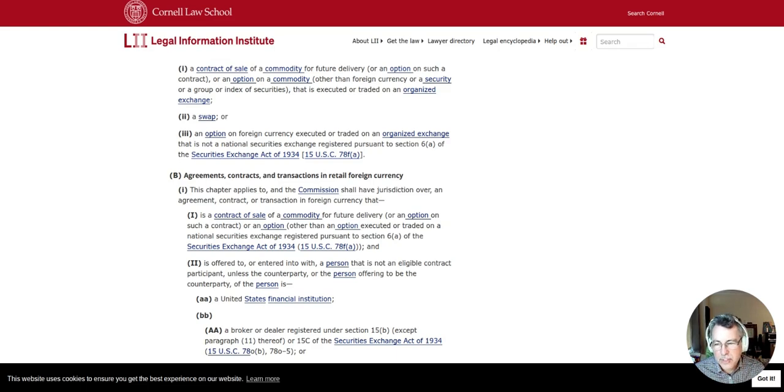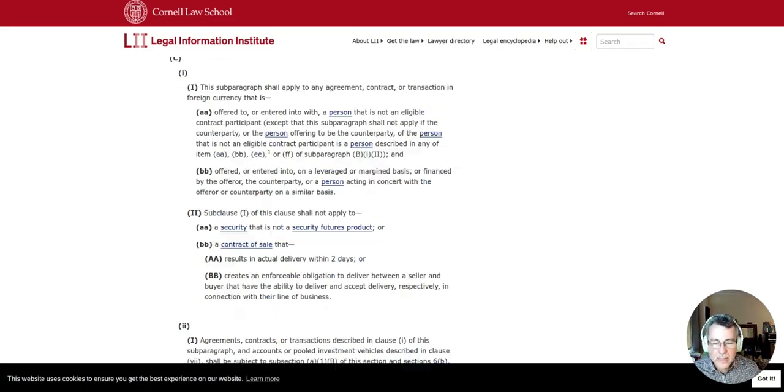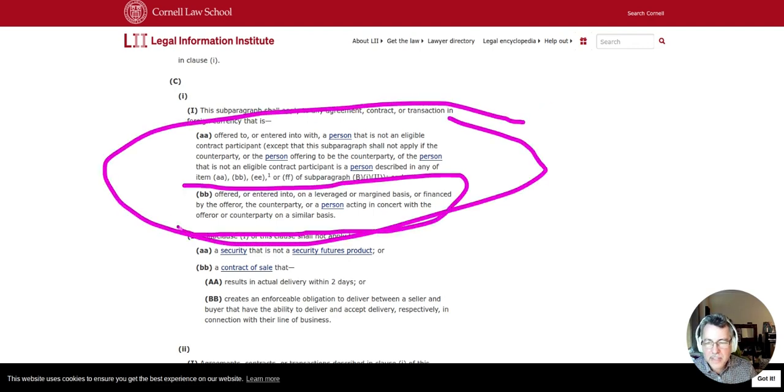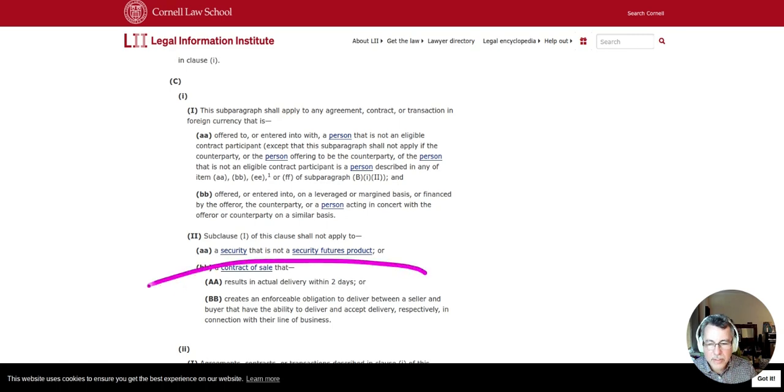So 2(c)(2)(B), they added 2(c)(2)(C), which looks exactly like 2(c)(2)(B), except for two things. One, it doesn't mention a contract for future delivery. It talks about any contract with a retail customer where the FX being sold is leveraged or margined or financed by the offeror, and delivery doesn't occur within 2 days, actual delivery. And actual delivery is important because there is a canon of statutory interpretation that every word in a statute has meaning.